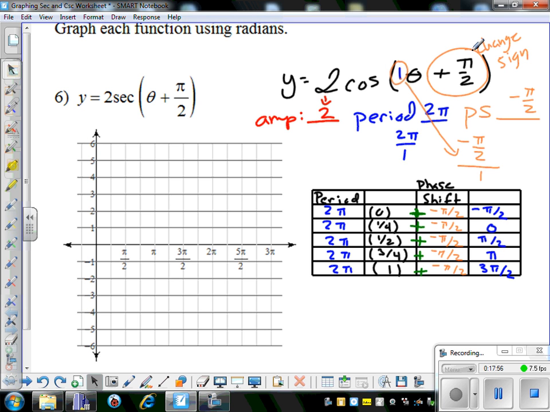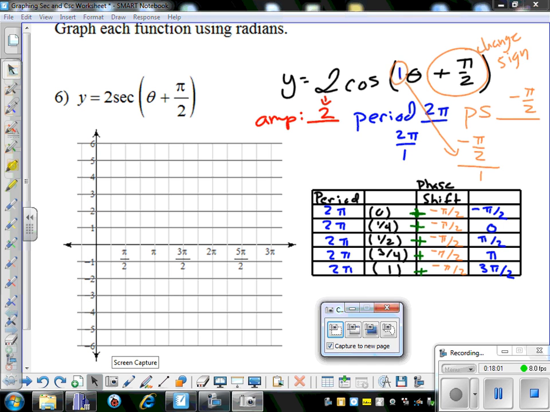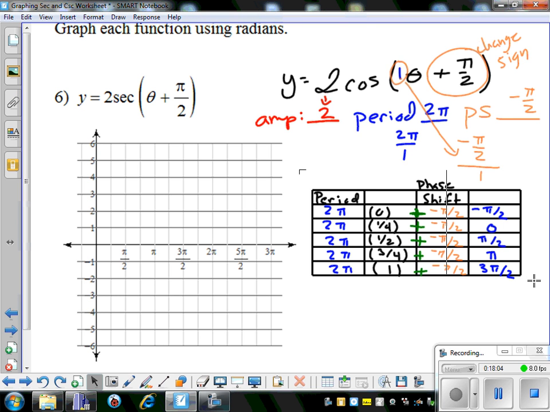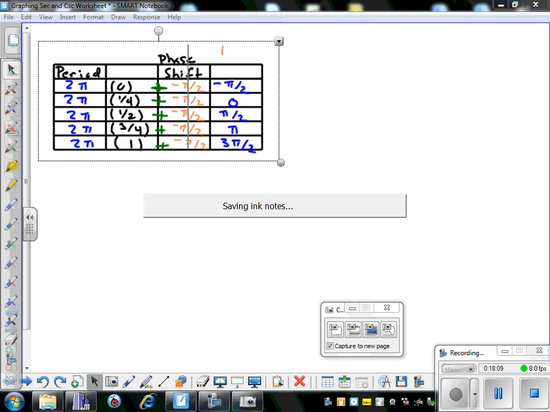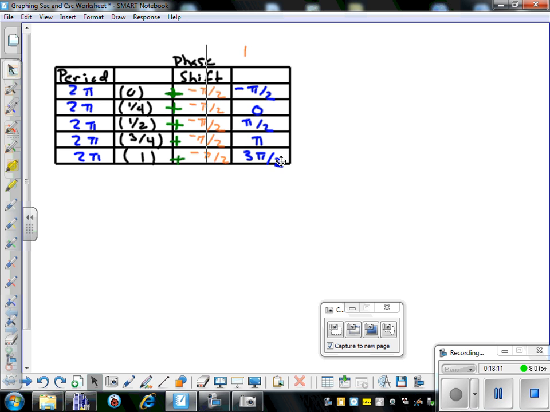Well, let's take this, and I'm going to take the camera down here. It's going to pop up, and with this camera, it's going to take us to a new slide. Now, on this new slide, I'll work it out and show you how I did this. 2 pi times 0 plus negative pi divided by 2. Well, that's going to be 2 pi times 0 is 0 plus negative pi divided by 2. Well, that just gives us negative pi over 2. So we have that one.